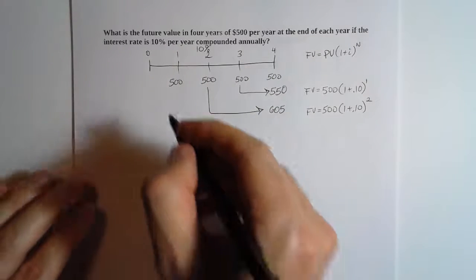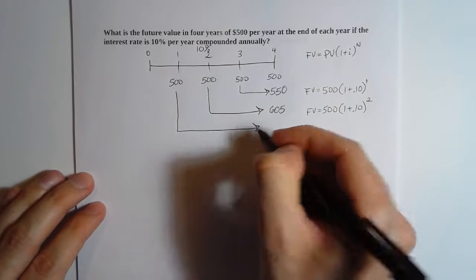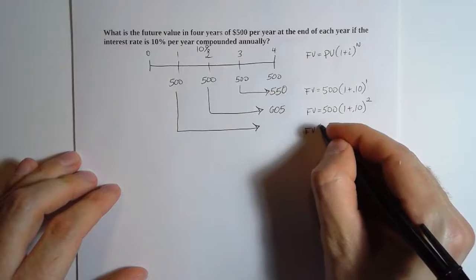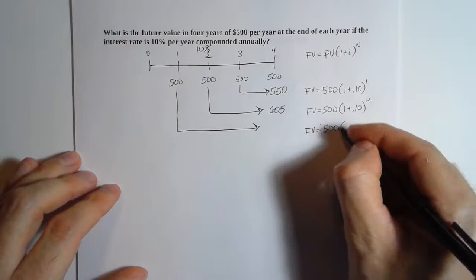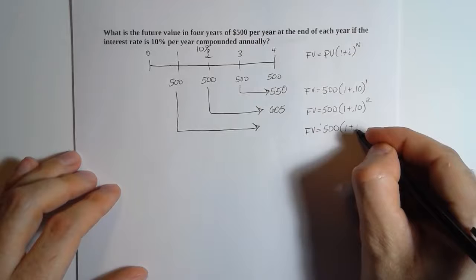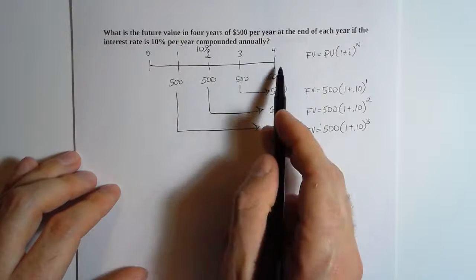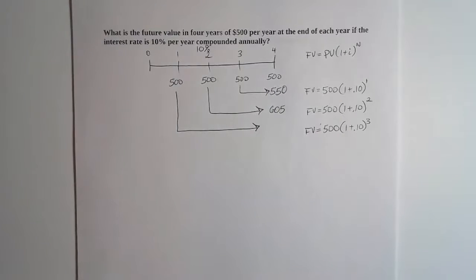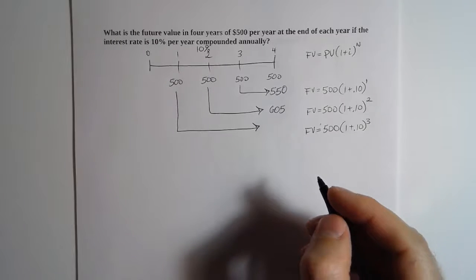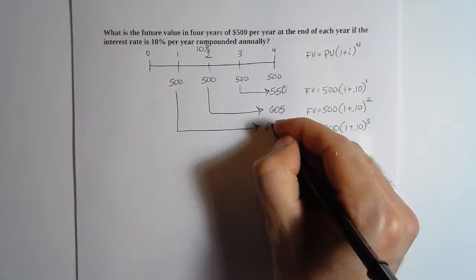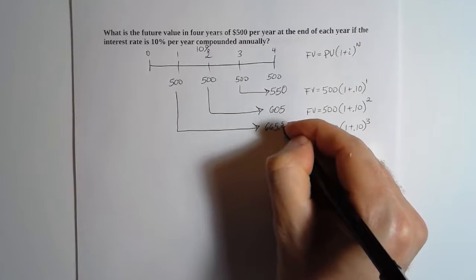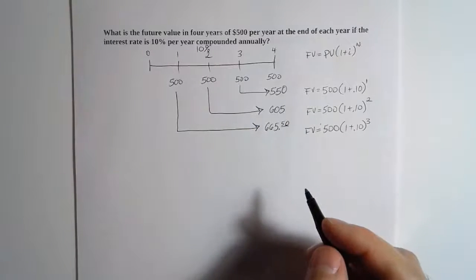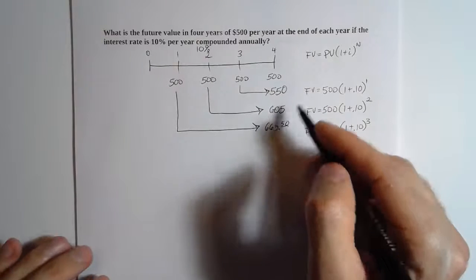So our next step is to find the future value of this cash flow. So future value is equal to 500 times 1 plus 0.10 raised to the 3rd power because we have 3 periods that we're trying to move this forward into the future. So in this case, I recommend that you pause the video and work out the number. Okay, so if you paused the video and worked out the number, you should have gotten $665.50.